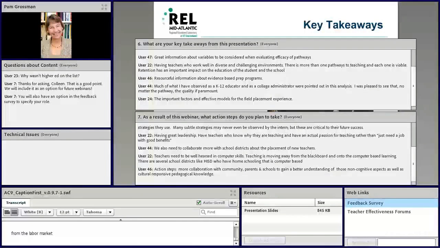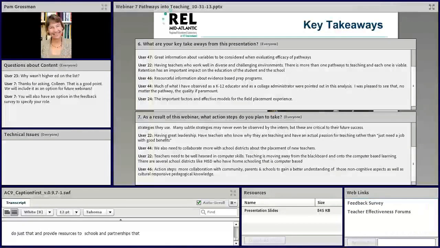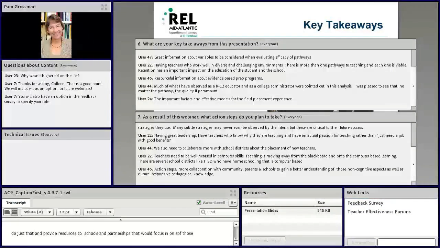And I have some experience with the Transition to Teaching program, a grant program funded by the U.S. Department of Ed, and I think some of the teacher quality programs aim to do just that and provide resources to schools and partnerships that would focus on some of those labor market needs in particular areas.